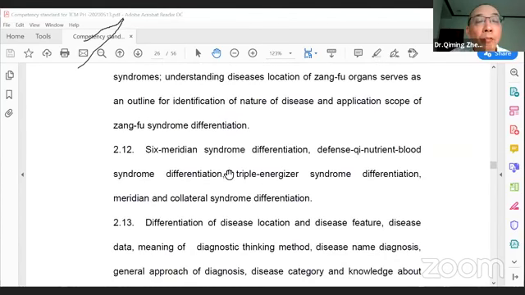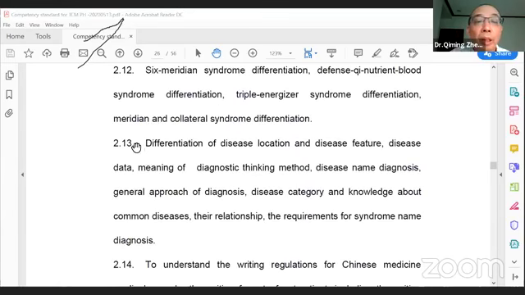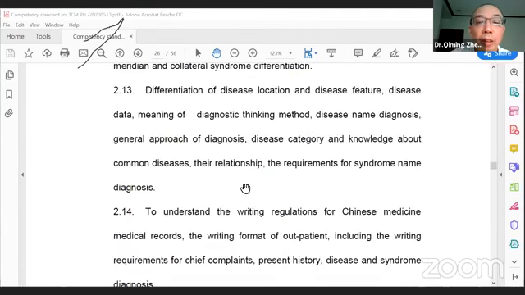Another, point 12, is the six meridian syndrome. And point 13 is differentiation of disease location and disease features, the meaning of diagnostic thinking method, disease name, and the general approach of diagnosis. Okay. Disease category and knowledge about common diseases, and the requirements for syndrome name diagnosis.